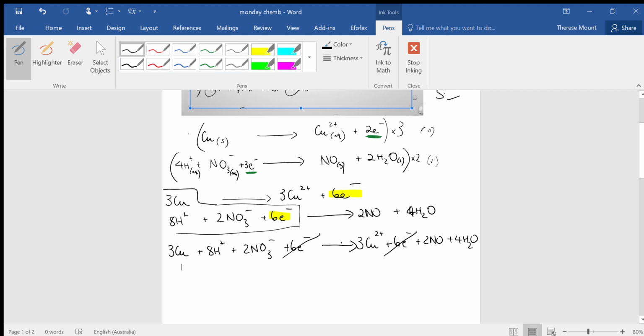Now H plus, there's no H pluses on this side, so I have to leave them all there, and there's no waters on this side, so I have to leave all those waters there. So I'm just going to rewrite my equation and write in my states at the same time. And that is it for that question. Liquid for the water.